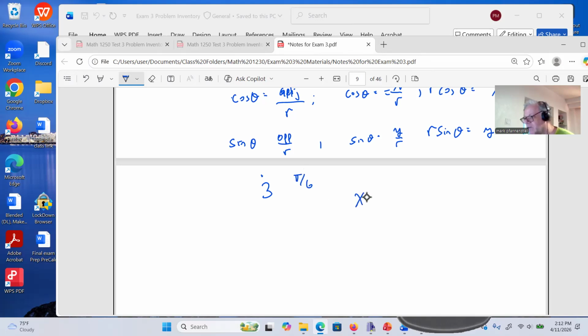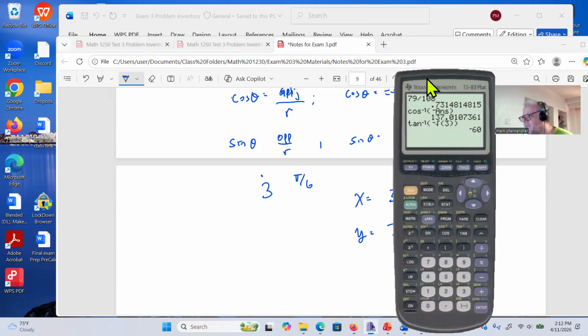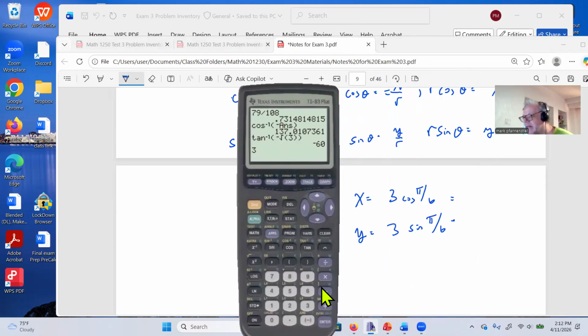So to get the x coordinate, that's going to be 3 cosine pi over 6. My y coordinate is going to be 3 sine pi over 6. We're just going to plug these things in and get our values, okay? So we have 3 times cosine of pi over 6. You know what I have to do still, though? We have to change our mode to radians, otherwise we're not going to get the right answer. So be careful about that.